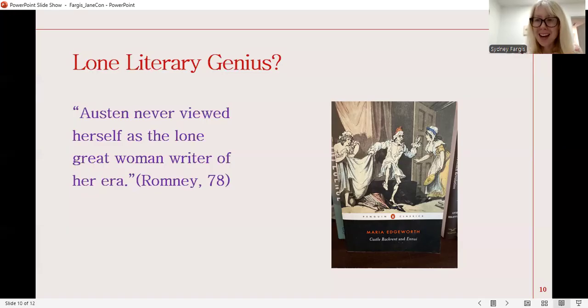And once again, we bring up the name Austen Leigh. He pays homage in his memoir of his aunt to Jane Austen's love of Richardson, but he makes no mention of her love for Burney, no mention of her love for Edgeworth.